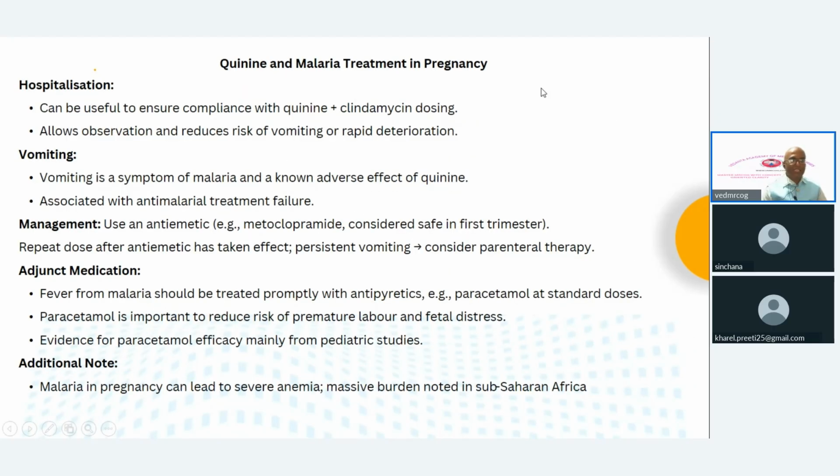So quinine and malaria treatment in pregnancy. Hospitalization can be useful to ensure compliance with quinine and clindamycin dosing. It allows observation and reduces risk of vomiting or rapid deterioration. Vomiting is a symptom of malaria and a known adverse effect of quinine, associated with anti-malaria treatment failure. Management: always use an antiemetic. Metoclopramide is considered safe in the first trimester. Repeat the dose after the antiemetic has taken effect. For persistent vomiting, go for IV or parenteral therapy. Adjunct medication will be antipyretics, paracetamol, etc.